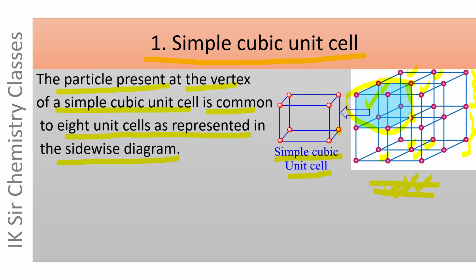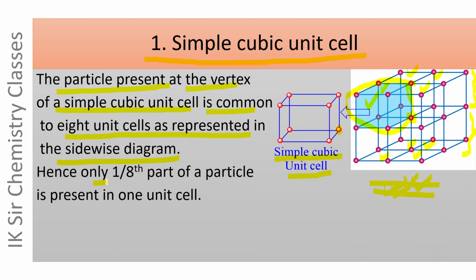This particle, which is present at the vertex of a simple cubic unit cell, is common to all the 8 unit cells. Thus, we can say that the particle present at the vertex of a simple cubic unit cell is common to 8 unit cells. Hence, only 1 by 8th part of a particle is present in 1 unit cell. There are 8 particles present at the vertices of simple cubic unit cell, but only 1 by 8th part of a particle is present in 1 unit cell, as illustrated again in this diagram.